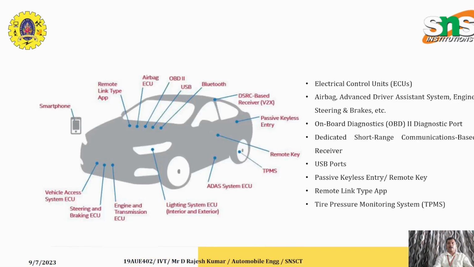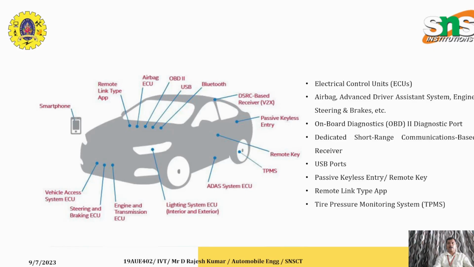So these are the other systems connected to the electronic control unit. You can see the airbag, driver assist system, engine, steering, brakes, onboard diagnostics, dedicated short range communication based receiver, USB port, keyless entry. Yes, nowadays there is no key for the vehicle. There is only a small vehicle remote that it can carry, or a sensor is used, or a smartphone kind of activity can be used. So the key is eliminated.